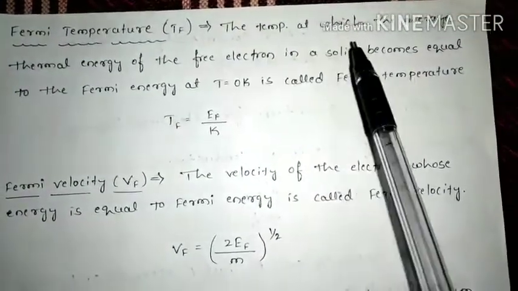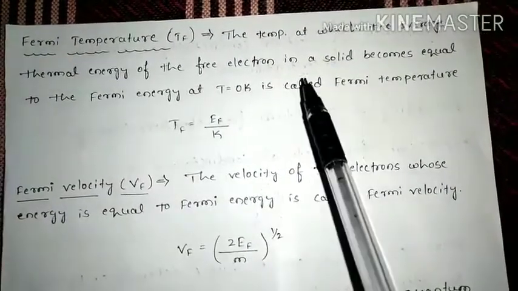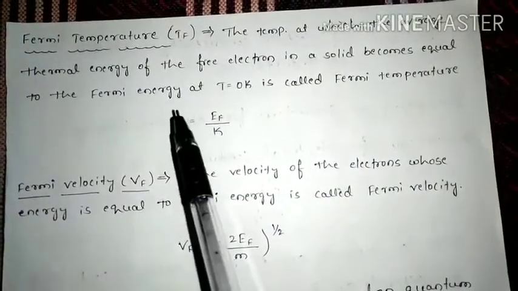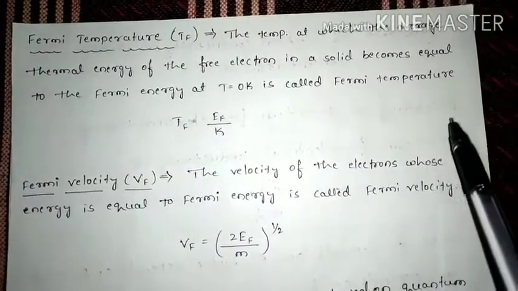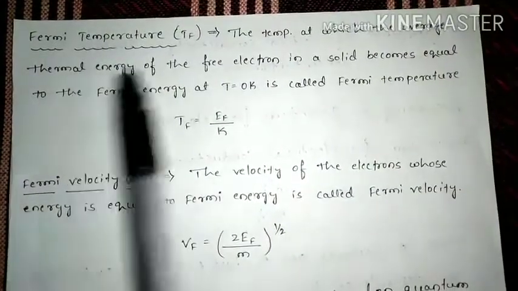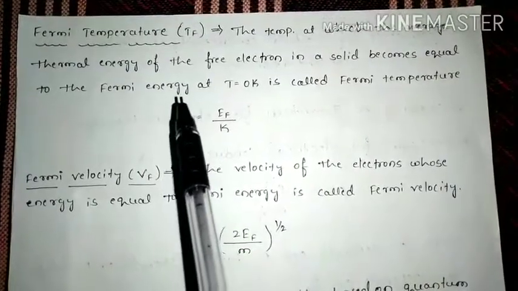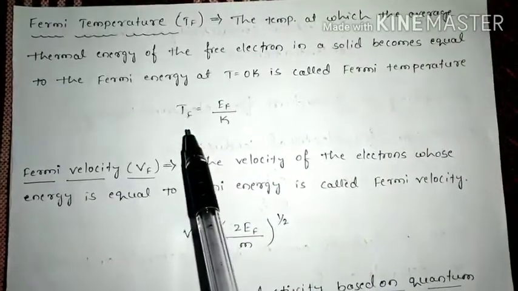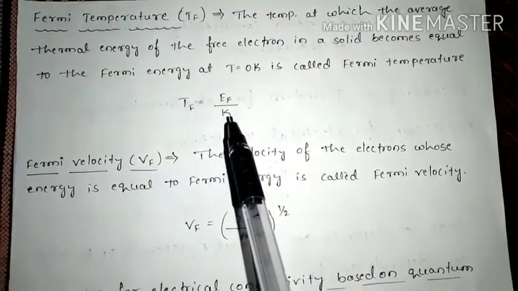The temperature at which the average thermal energy of free electrons in a solid becomes equal to the Fermi energy at 0 Kelvin is called Fermi temperature. So it is the temperature at which the thermal energy of free electrons should become equal to Fermi energy, and that temperature is called Fermi temperature. It is given as TF = EF / K.